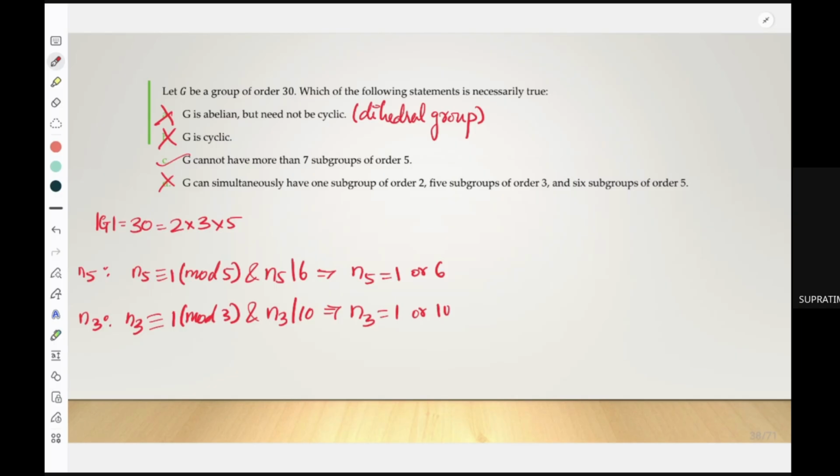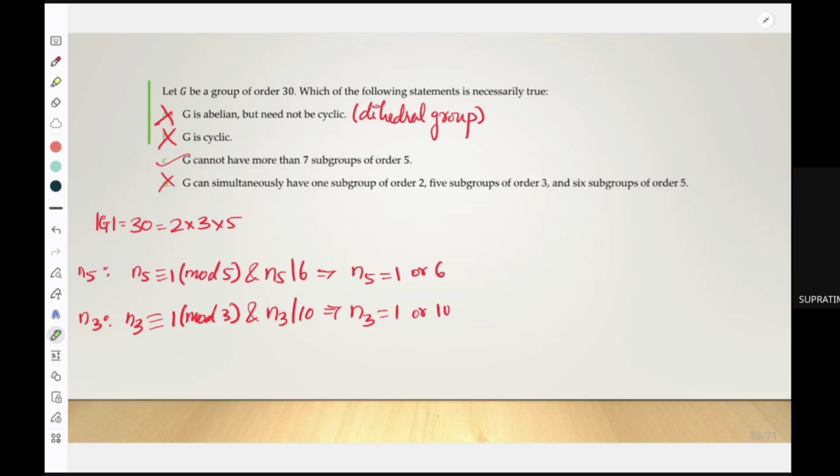Sir, please repeat here. Which one? The last point? Yes. So basically it's asking if this statement is true. G can have 1 subgroup of order 2, 5 subgroups of order 3, and 6 subgroups of order 5. 1 subgroup of any prime order is always possible. Right? So yes, it is possible. We have also seen 6 subgroups of order 5 is possible. So now the only thing left to check is 5 subgroups of order 3.